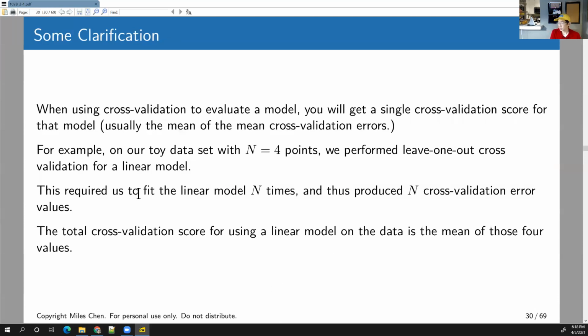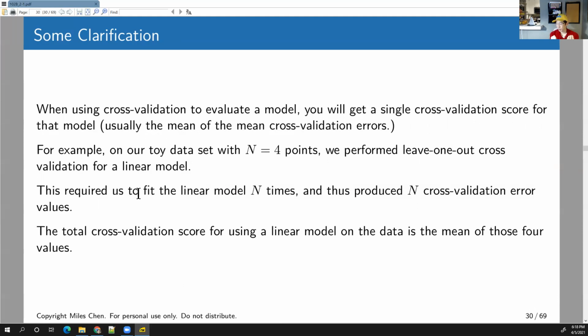Just to be clear, you wouldn't use cross-validation if you only have one model. If you have only one model and you're going to say, this is the model I'm fitting, it doesn't really make sense to use cross-validation in that context. Cross-validation is really a tool that we use to compare one model to another.